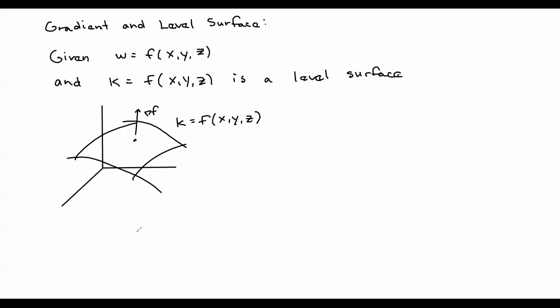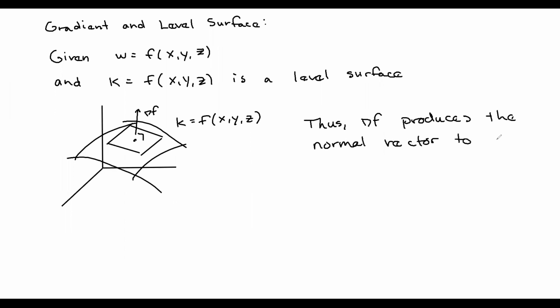Well, if you think about it, that's exactly what we were trying to do when we were defining tangent planes just a few sections ago. So if you put a tangent plane here around our point, then this vector, the gradient vector, ends up being orthogonal to the surface. If it's orthogonal to the surface, it's also going to be orthogonal to the tangent plane. So thus the gradient of f produces the normal vector to the surface.